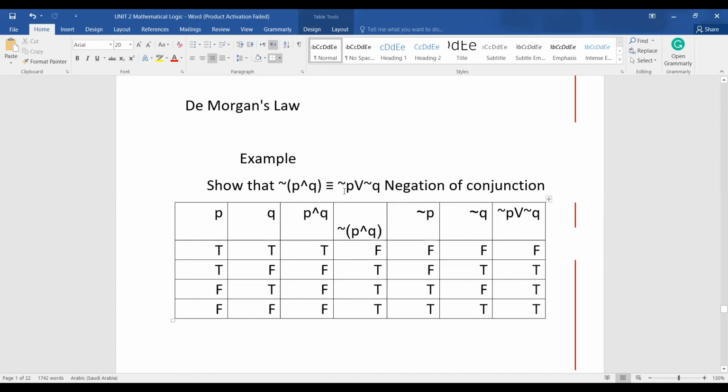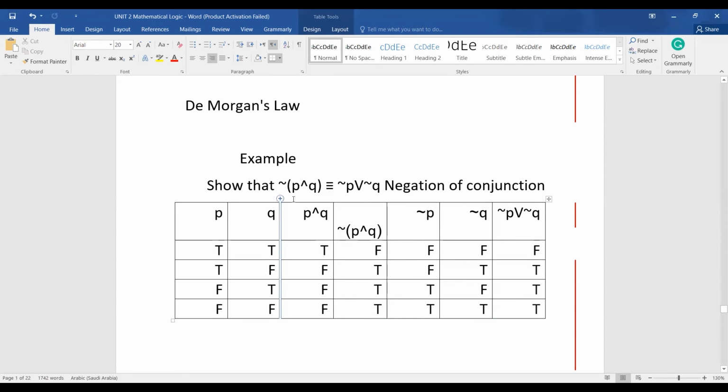Now we need to find negation P or negation Q. If we said false or false, it will give us a false statement. False or true will give us a true statement, because we need at least one true value, so we could say the whole statement is true. True or false would give us true, true or true would give us again a true value.